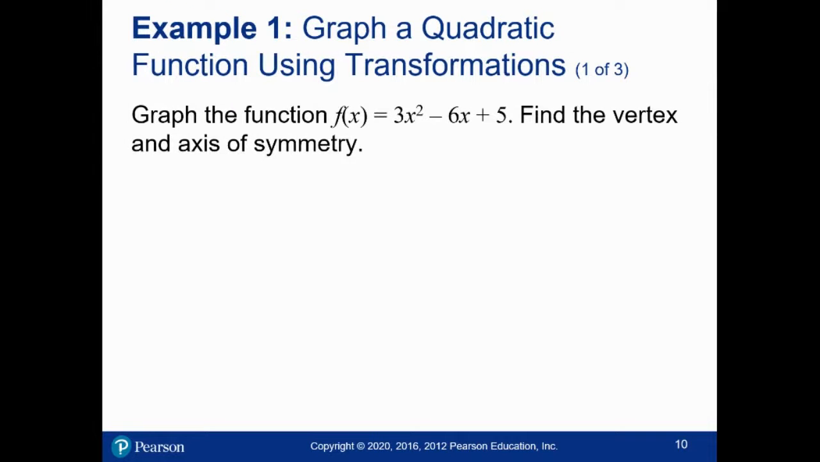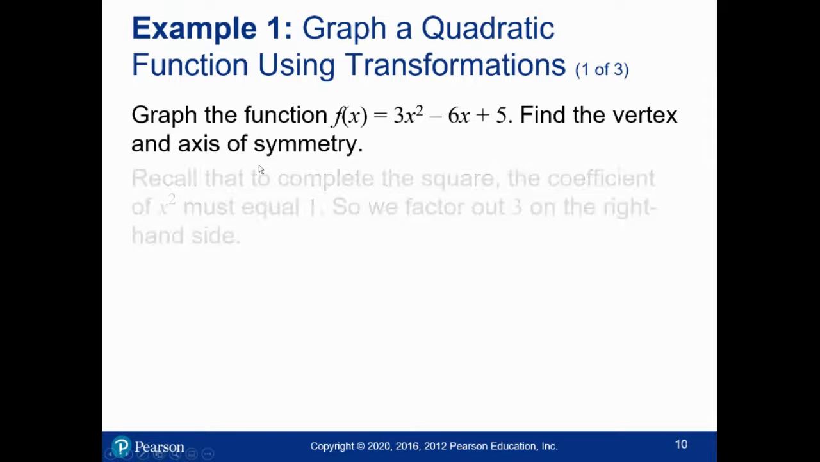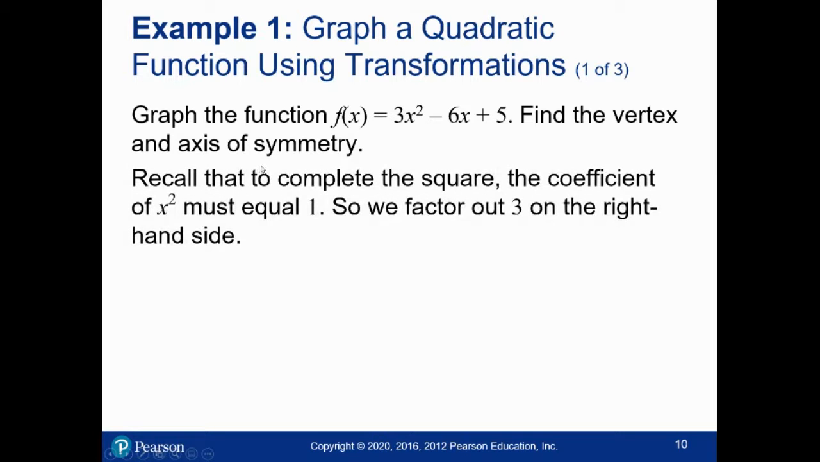Let's do some examples of quadratic functions. So can we graph the function 3x squared minus 6x plus 5, find its vertex, find its axis of symmetry? Gosh, I hope so. So, what you actually want to do is complete the square.